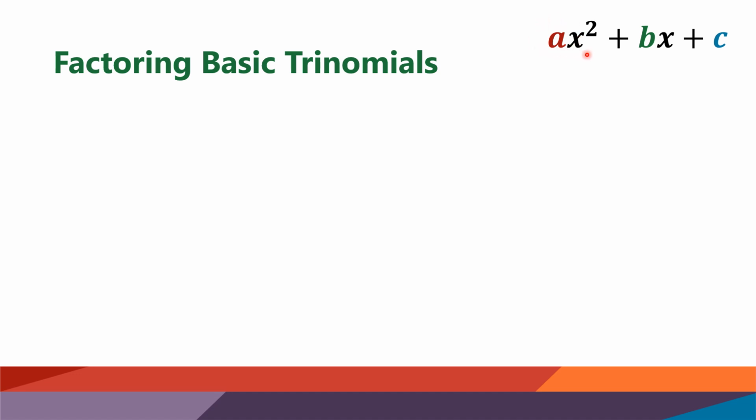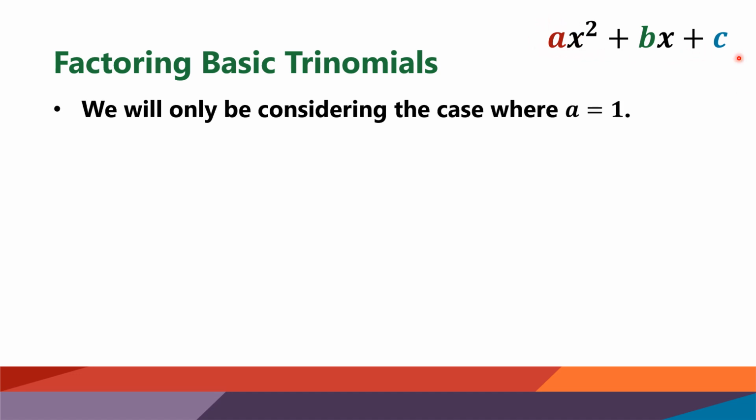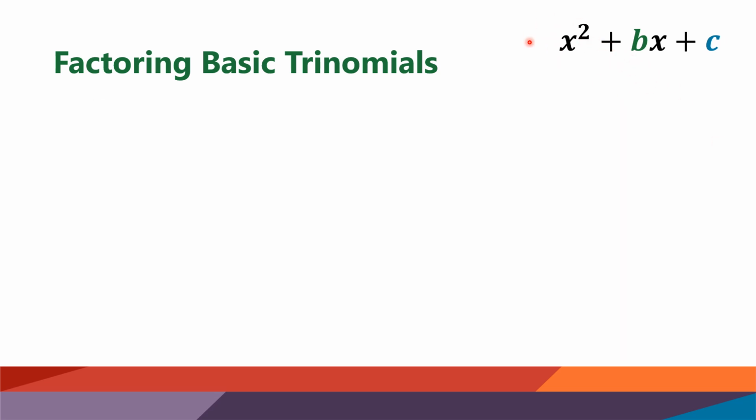All right, so we're going to be considering the most basic case where a is 1. So this coefficient will be 1. All right, so our trinomials will look like this. They'll say x squared plus b times x, b will be some number, plus c, which is our constant, and c will also be a number. So b and c will be replaced by numbers.